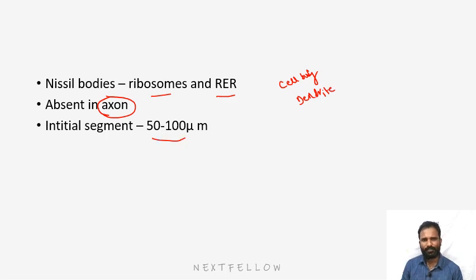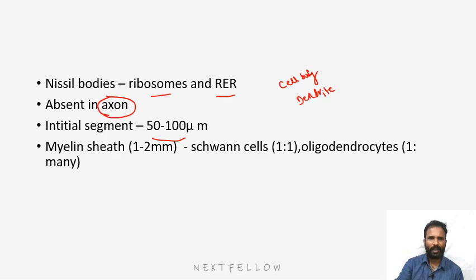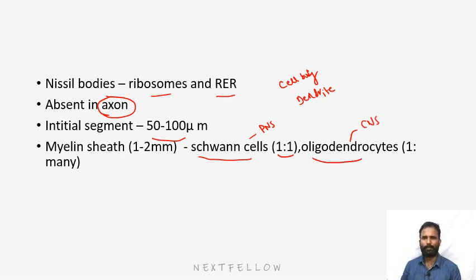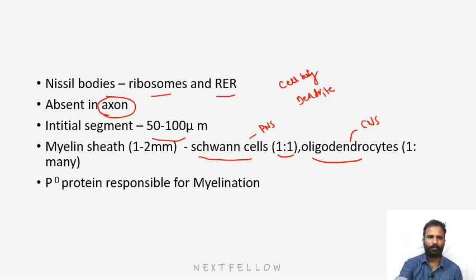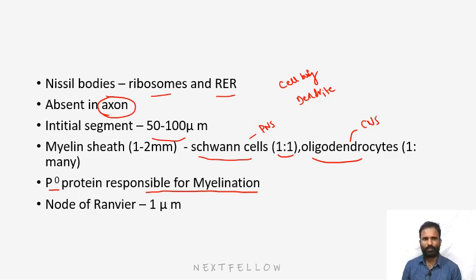The initial segment is 50 to 100 micrometers in length, and the axon is covered by myelin sheath, which is given by Schwann cells in the peripheral nervous system, where one Schwann cell gives its myelin to one axon only, whereas in the CNS the oligodendrocyte gives the myelination. Here one oligodendrocyte can myelinate many axons, and there is a protein, P0 protein, which is responsible for myelination. The node of Ranvier is 1 micrometer in length, which is the unmyelinated zone.